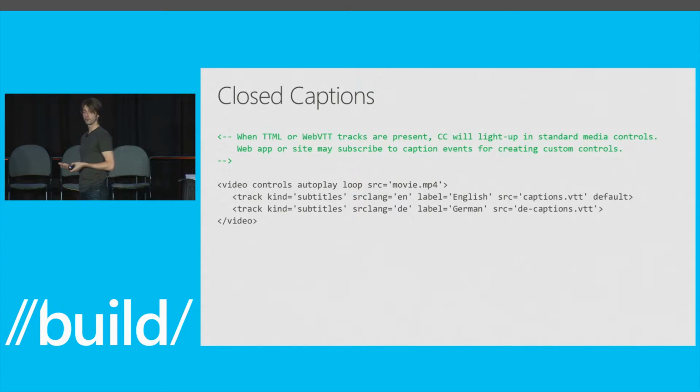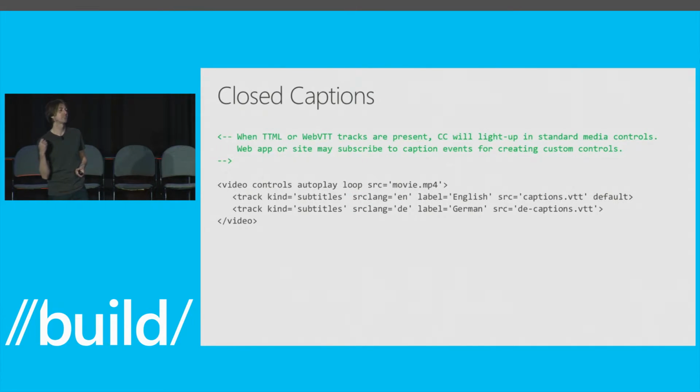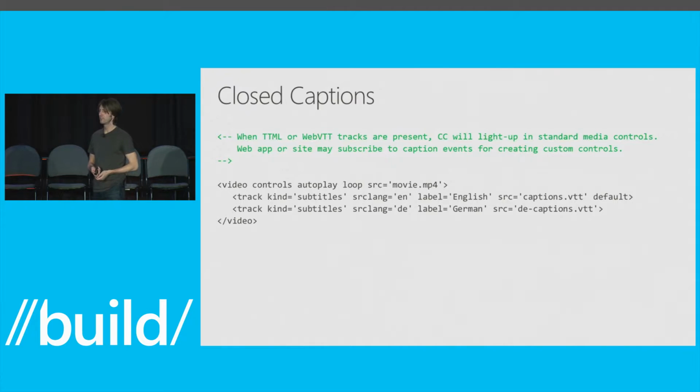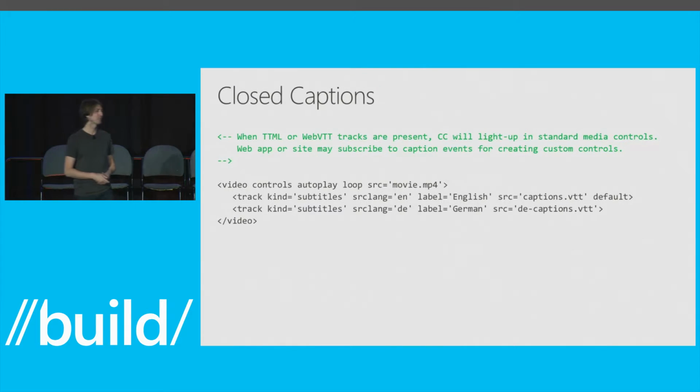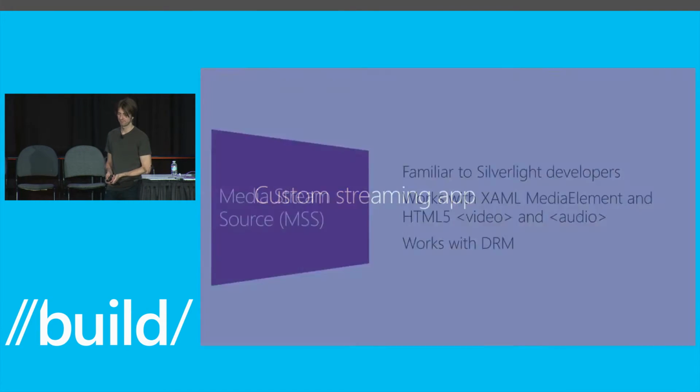If you don't use the standard media controls, you can subscribe to an event to get called every time there's closed caption text that you could then compose onto the screen yourself. XAML apps have to do lots of hard lifting today for this, so we apologize for that. It's something that we've heard from you at the end. So let's take a look at a custom streaming app.